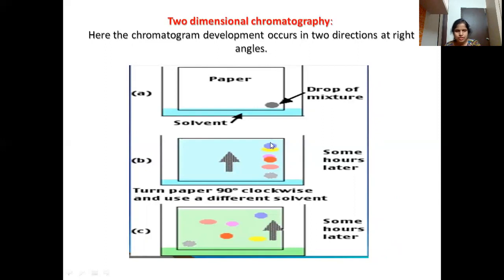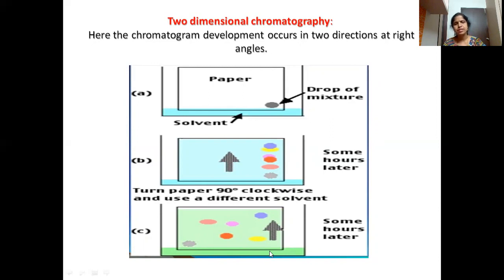Now, with the same paper, after all the separation has taken place, after some hours, we have to turn this filter paper 90 degrees clockwise, and then place the filter paper in a different solvent. Suppose we used benzene here, now you have to use some other solvent. Suppose it is chloroform, you can use that as the solvent. So take another solvent in the chamber, turn the paper, and just hang it in that.